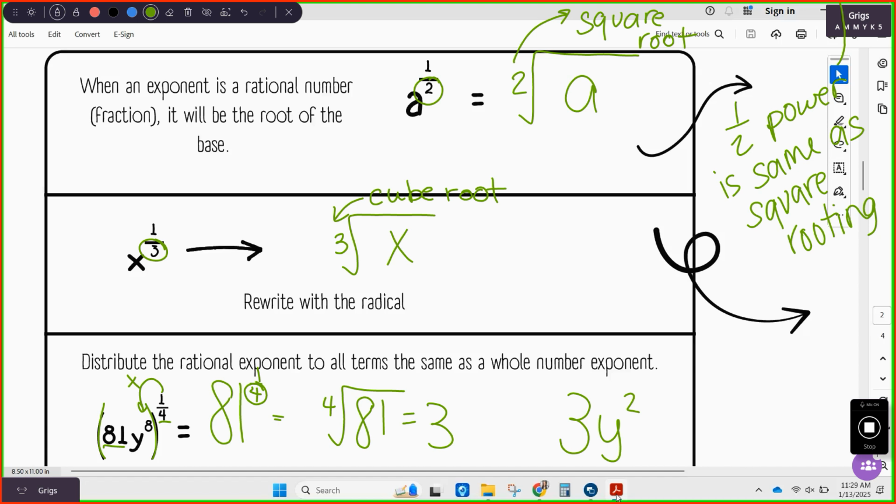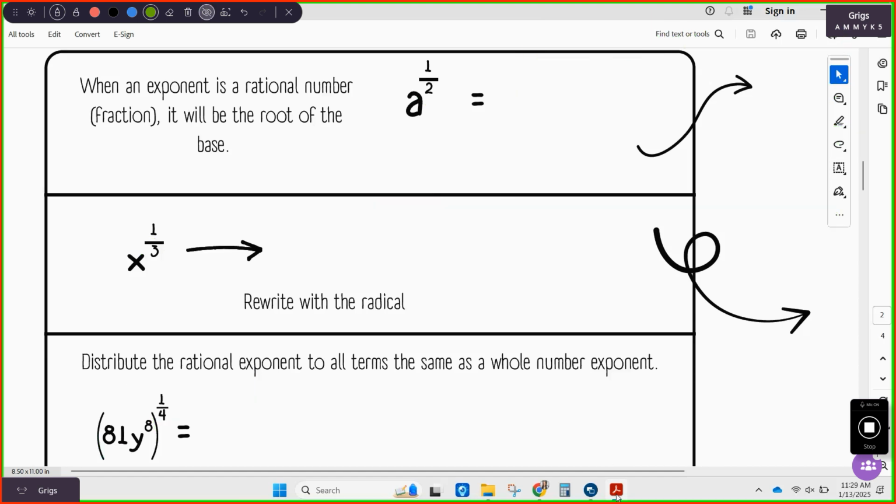Yeah? Are you ready for the fun part? Alright, so when I'm taking something to the 1/2 power, I'm taking the what? Square root. Okay? So if it has to the 1/2, the 2 specifically, when the denominator is 2 specifically, I'm taking the square root. Okay? It's 0.5. Oh, dang.